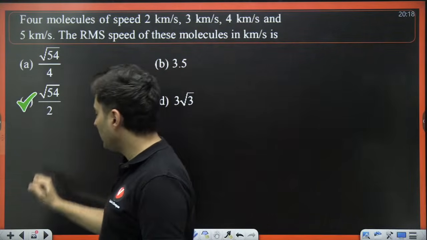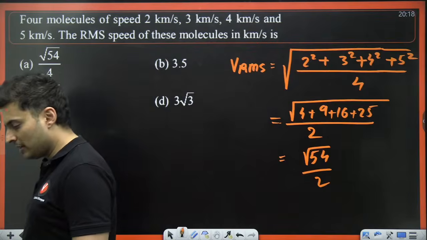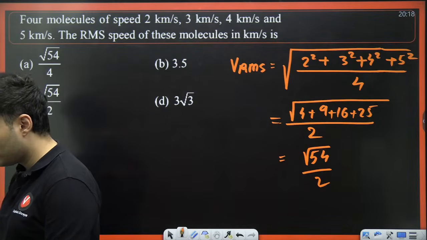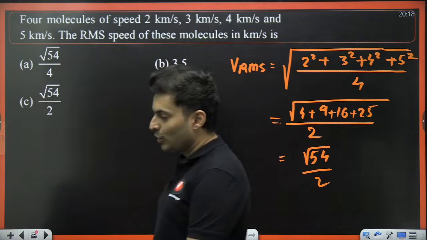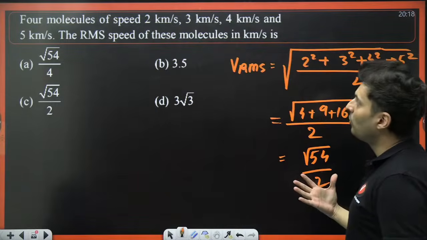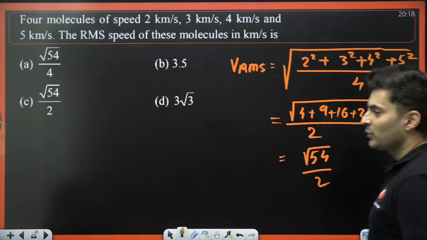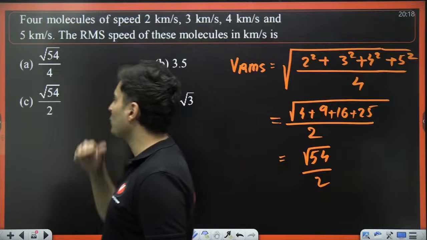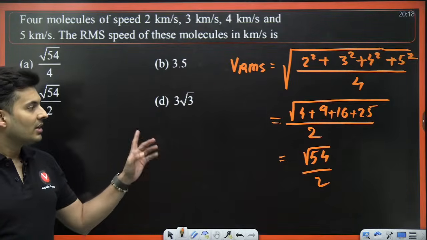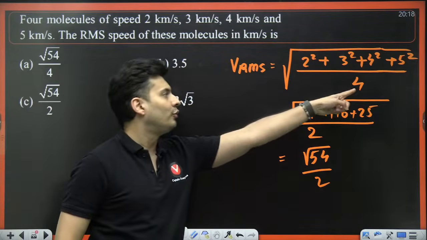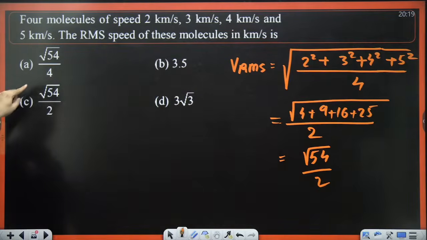Just check it out. Is it there as an option? Yes, I put up all the values. There are 4 values. So 1, 2, 3, 4. So 5 also we have put up. Yes, the answer is root 54. But the 2 is outside because root of 4 is 2. See how the options are designed.